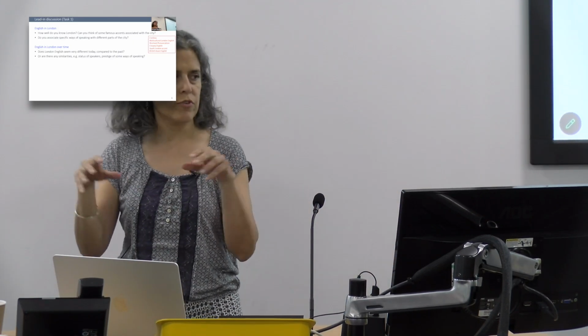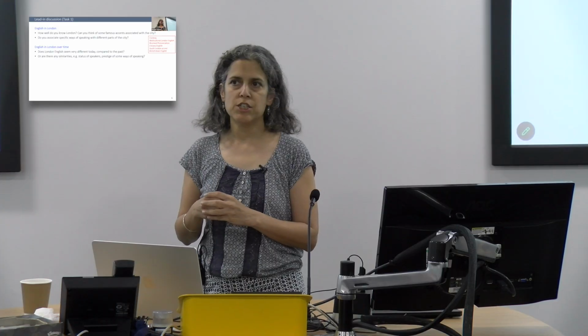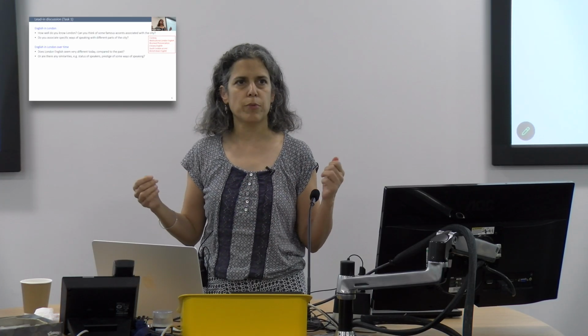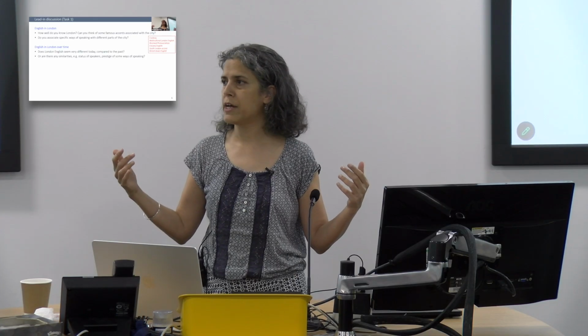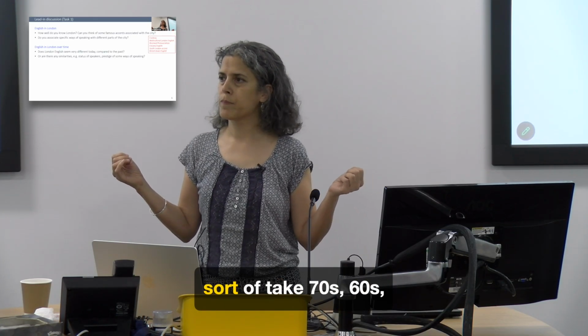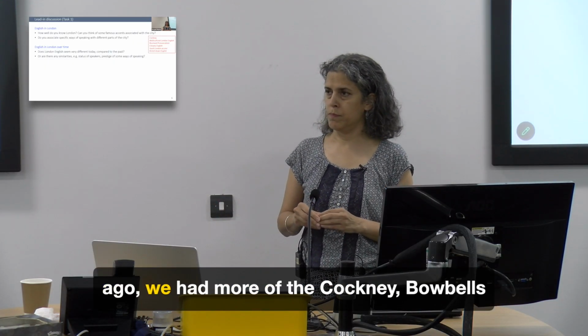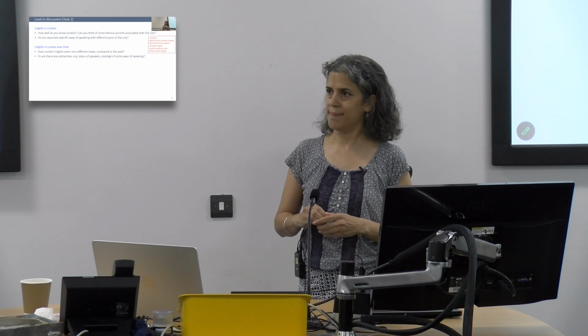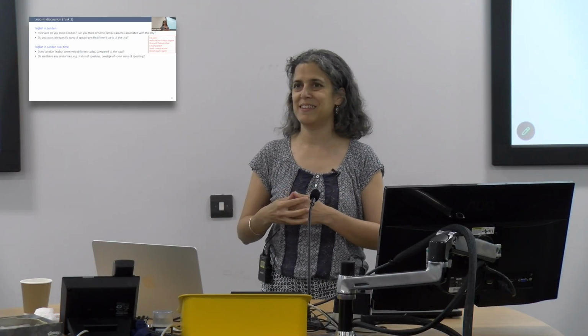Let's do this together. Can you think of anything about the time dimension with London English? It's a bit tricky, so we'll just talk about it together. Some of what you described, newer varieties or older varieties? So ones where you've picked 70s, 60s, 50s, whereas I imagine 100 years ago you had more of the Cockney, Bow Bells. Yeah, so Cockney a bit older, Estuary famously 80s, 90s.